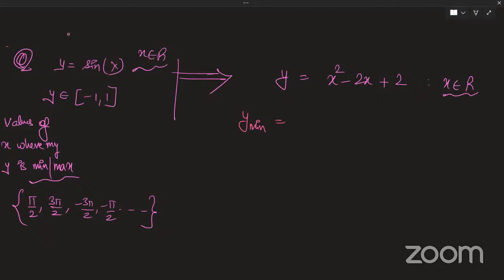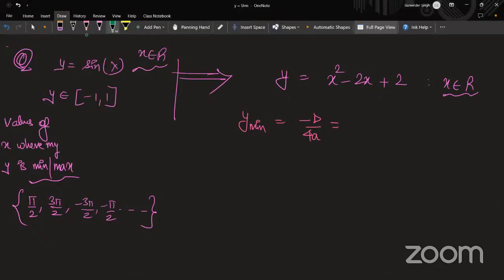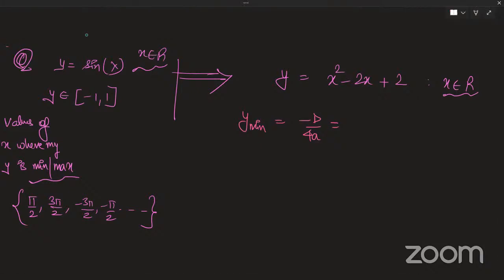Like this function can give me the minimum value. It is very easy, na? Minus D by 4a. You did this, right? Yes, sir. Come on, quickly. What is minus D by 4a?